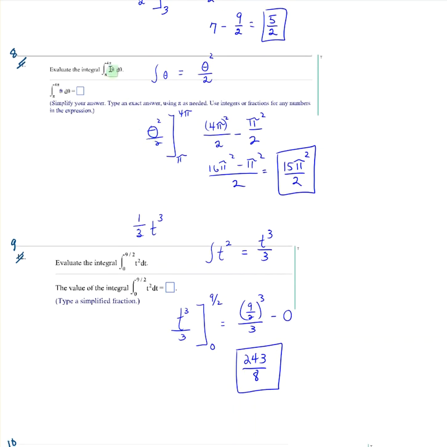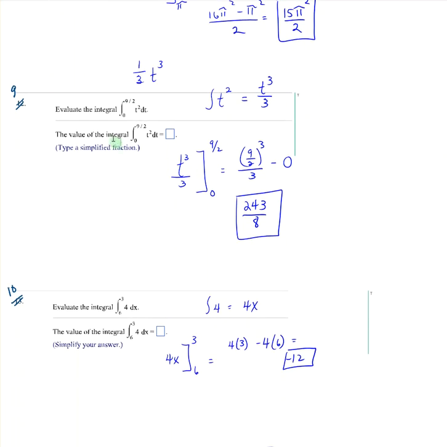Number 8, from pi to 4 pi of theta d theta. So the integral of theta is theta squared over 2. We'll evaluate it from pi to 4 pi. So if I plug in 4 pi squared over 2 minus pi squared over 2, this is 16 pi squared minus pi squared. That gives me 15 pi squared over 2. You're supposed to leave pi in the answer, and that should be your answer.